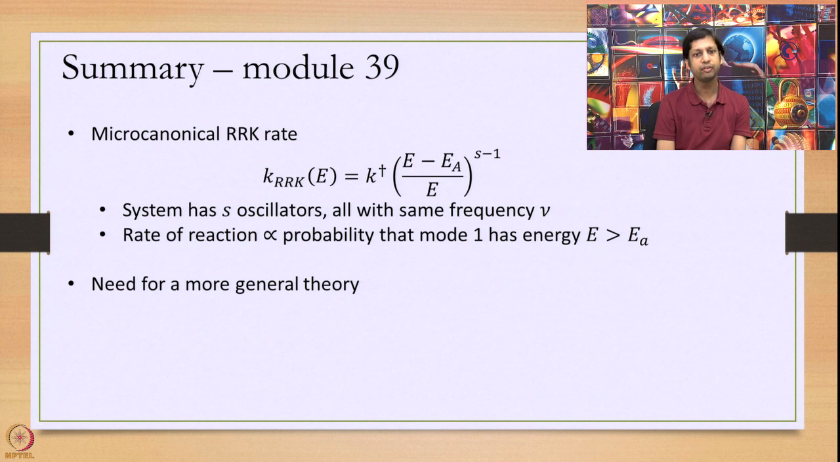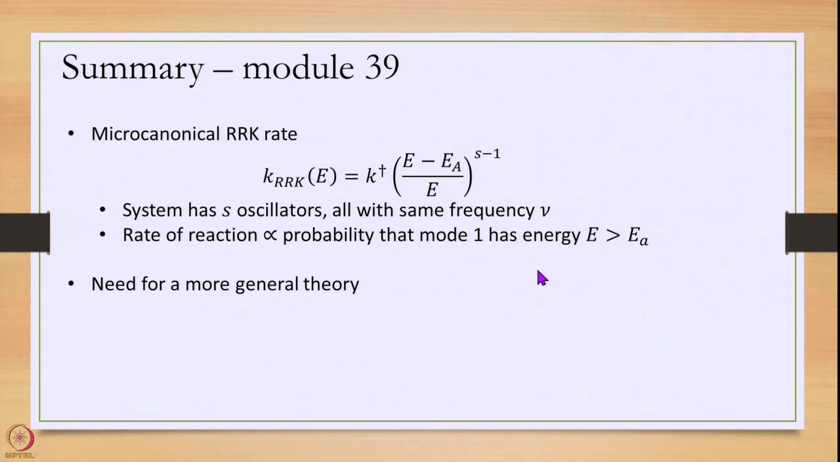So, today what we have discussed is a very simple model, the RRK model, to calculate rate constant at constant energy. Within this model, we derive a rate constant as k dagger times (E minus Ea) over E to the power of S minus 1. And the important approximation that we make is that the system has S oscillators all with the same frequency nu, and this rate was estimated as proportional to the probability that mode 1 gets energy more than Ea. This one I have capitalized, let me make it small, that is a typo.